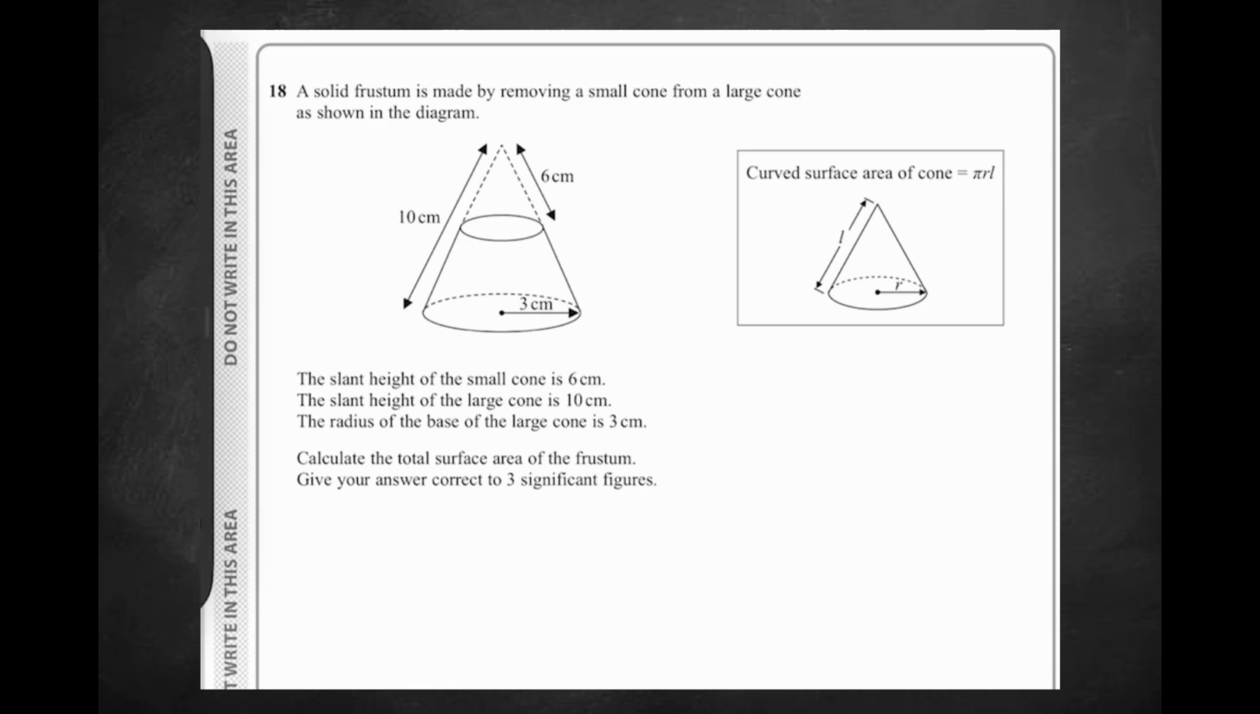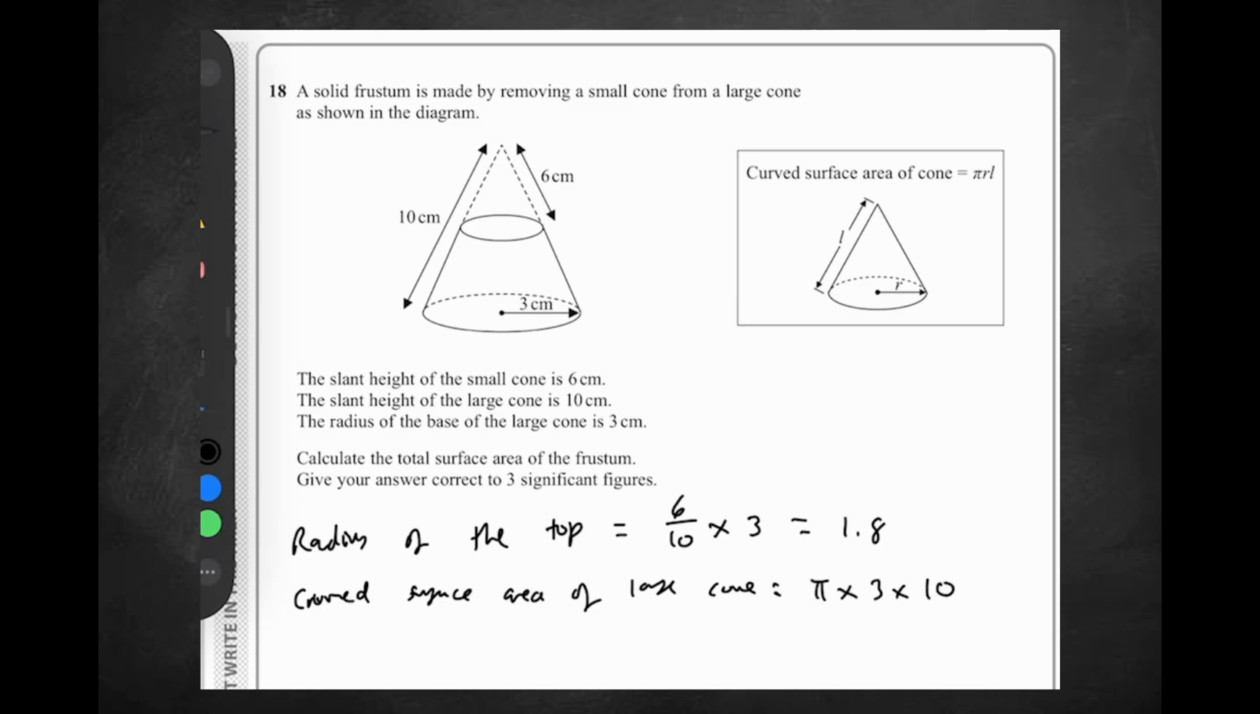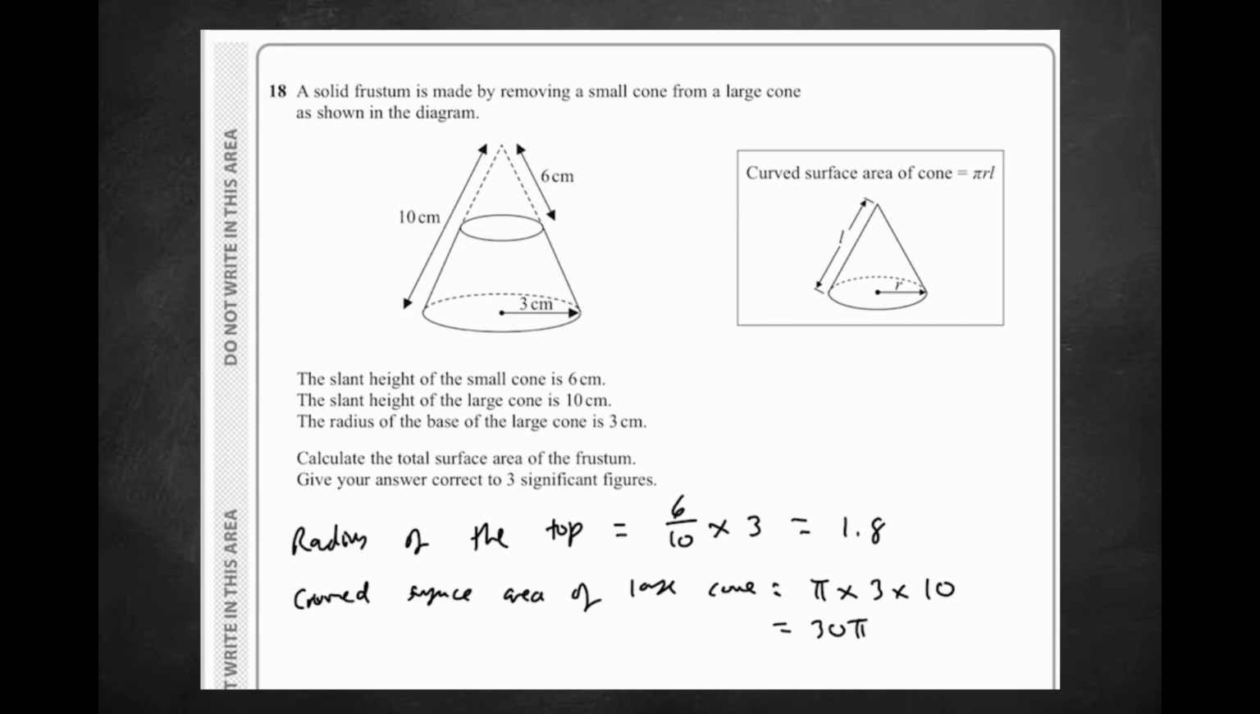So what we're going to do first is the radius of the top circle is just going to be 6/10 of 3, which is the radius of the bottom cone, which is just going to be 1.8. Then we need the curved surface area of the large cone, and we have the formula over there, pi RL, which is going to be pi times 3 times 10, 30 pi, which we'll just keep in terms of pi just now.